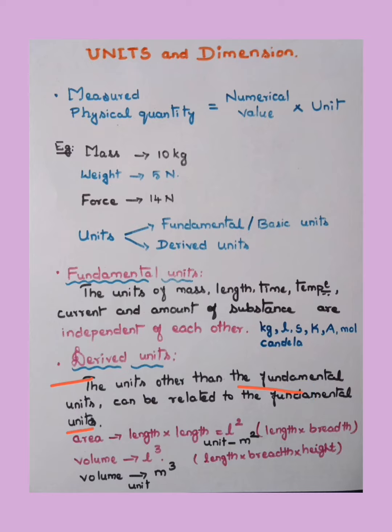Then moving to derived units, these are units other than the fundamental units, which can be related to the fundamental units. For example, the area of a square: this is length and this is also length, usually we say length and breadth. So length into length gives length square, or length into breadth. For volume, we write length into length into length, L cube, or m into m into m. The SI unit of length is meter, so m square is the unit of area, and m cube is the unit of volume, length into breadth into height. Cleared?